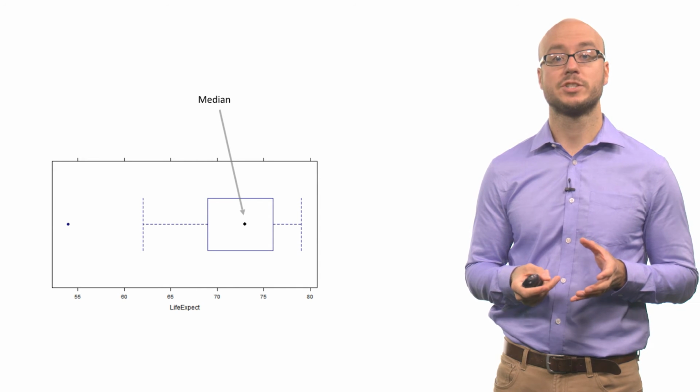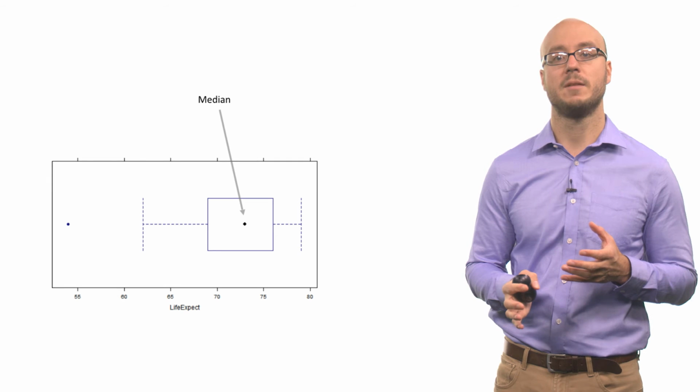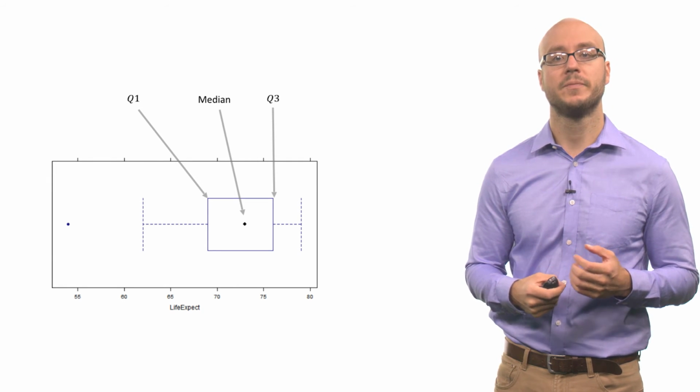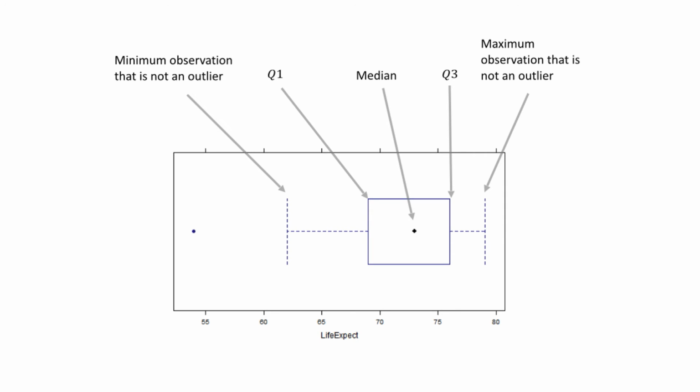That gives us the location of the median. So that's the 50th percentile. We know that 50% of the observations lie above that value and 50% of the observations lie below that value. The two edges of the box in a box plot give us the first quartile and the third quartile. So we know that the middle 50% of the data lies within those two edges of that box in a box plot. Then we have these two whiskers.